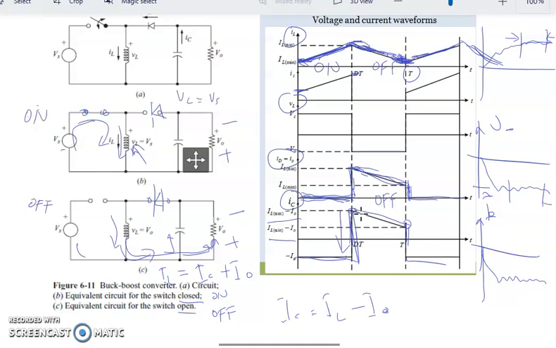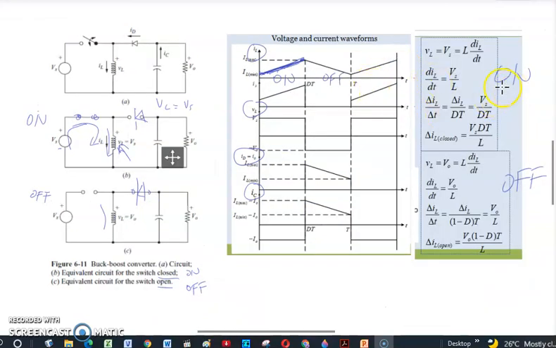The analysis is taken during steady state, not during the initial state here, but on the steady state. So that's the assumption that we made, that the analysis is done under steady state condition. So for analysis, during on state, we have here VL equal to VS. VL equal to VS. Okay, it is also equal to L di/dt of our current.